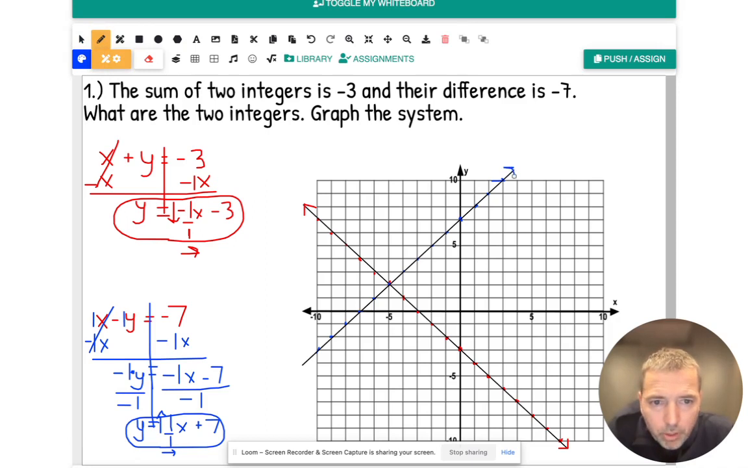Well, they cross at one point, which means they have one solution. So let's see where they cross. X comma y. They cross at -5, +2, right? I think this is my solution. Well, let's check it. -5 plus 2, well, that's -3. Yep, that's right. And if I do -5 minus 2, that makes -7. So this checks. This problem has one solution, -5, 2.